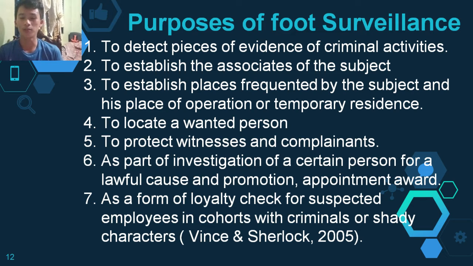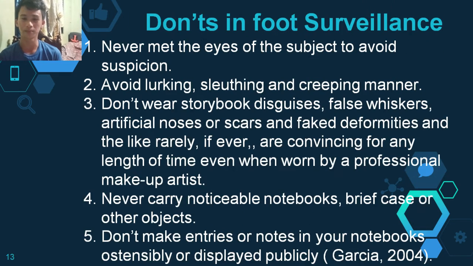Number 6 is a part of investigation of a certain person for a lawful cause, such as promotion, appointment, or award. And 7, as a form of loyalty check for suspected employees or guards with criminals or shady characters. So this is from Benz and Sherlock, 2005.